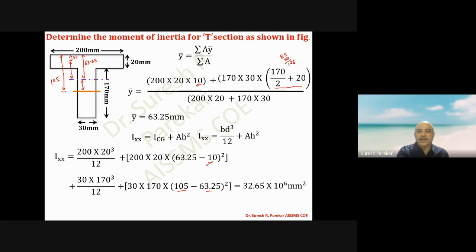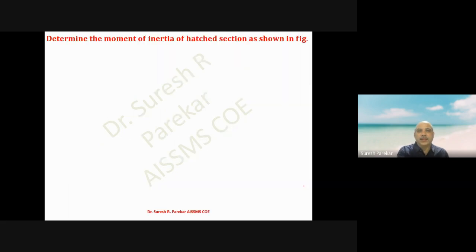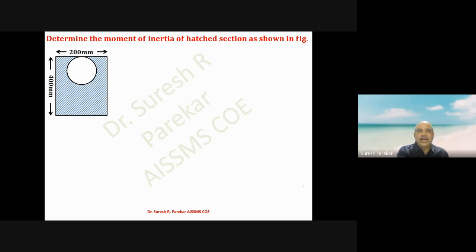And from this, we will get the value of Ixx as 32.65 into 10 raised to 6 millimeter to the power 4. So we have this as moment of inertia. And then we will go with the second problem. In this problem we have to find the moment of inertia of the hatched section, because from this rectangular section we have cut this circular section, and we are interested to determine the moment of inertia of this hatched section. The diameter of this circular section is 150 millimeter.